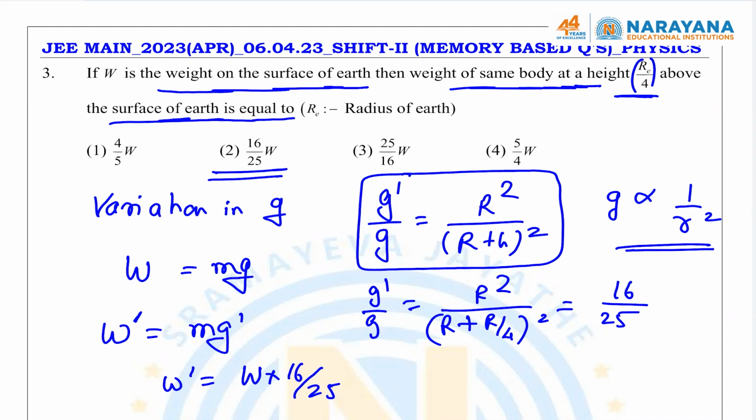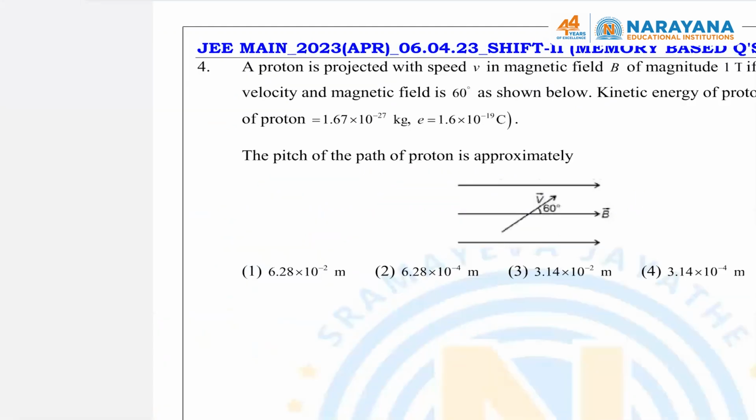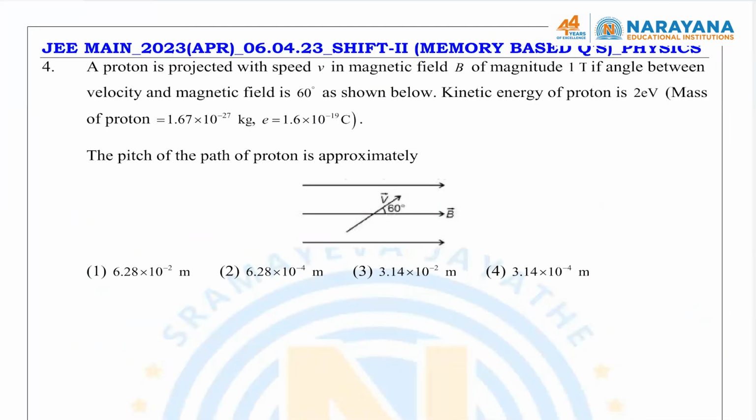All right, let's go on to the next question. So in this question, we have a proton which is projected with the speed v in a magnetic field. Magnetic field is given as 1 Tesla. Angle is given to be 60°. Kinetic energy is 2 electron volt.